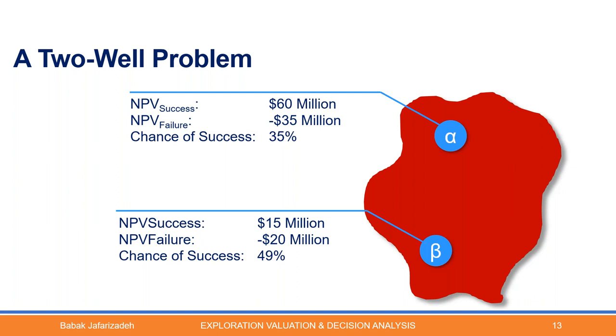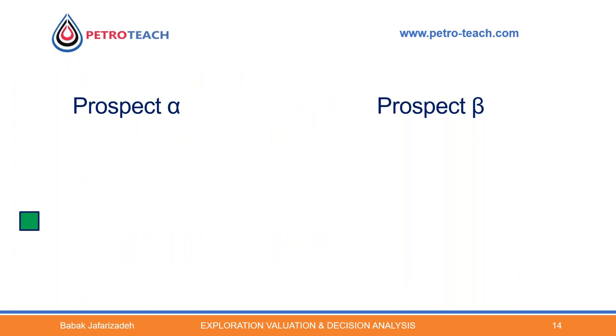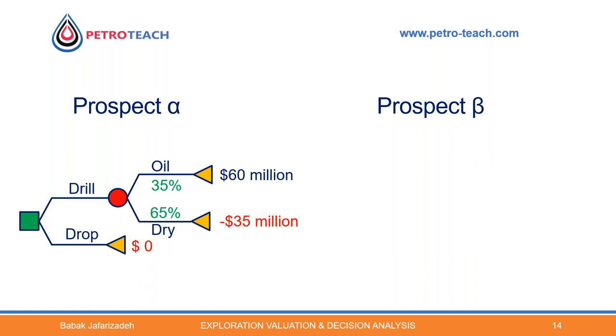So using the analysis that we discussed earlier, I could put these numbers into a decision tree and calculate the expected value coming from these prospects. Then I can decide if I should drill them or not. So for prospect alpha, I have a decision to make: drill or walk away. If I drill, with 35% chance, I will get an NPV of $60 million, and with 65% chance, I will end up paying the cost of drilling.